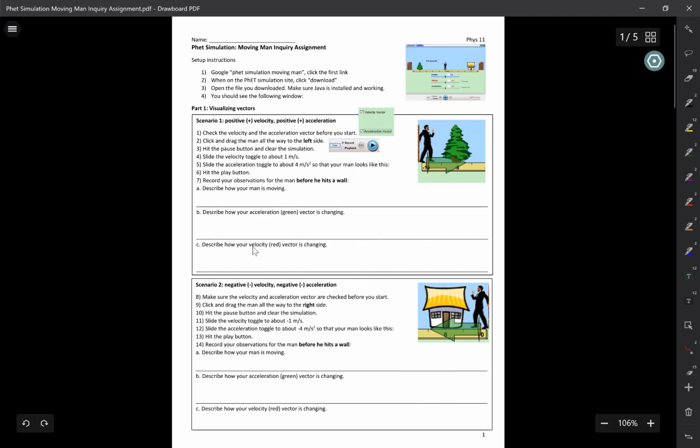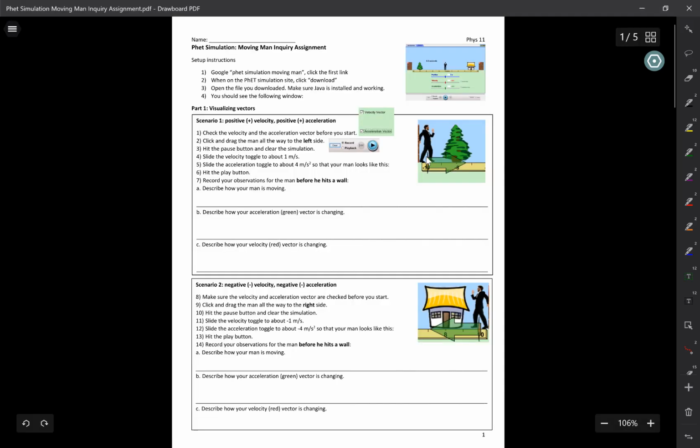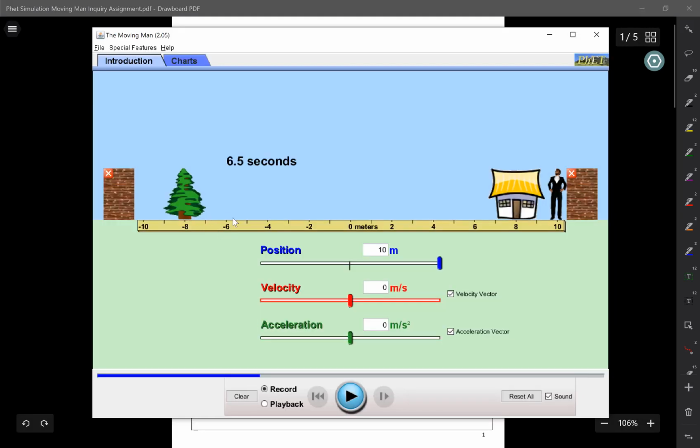C, describe how your velocity red vector is changing. So I was actually paying the most attention to that and talking about that, but notice that red vector, it started very small in the beginning. As you can see in your assignment, there's a little red vector, and over time that red vector increased.